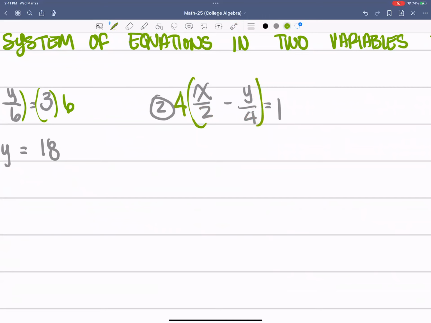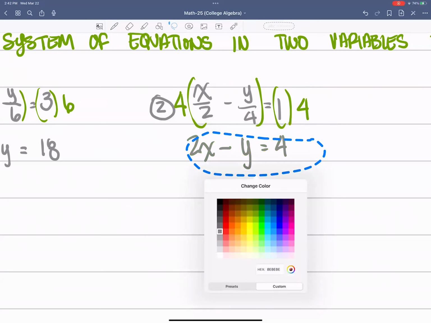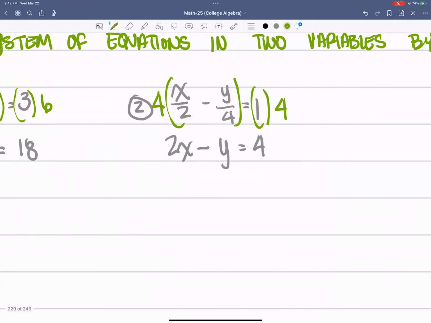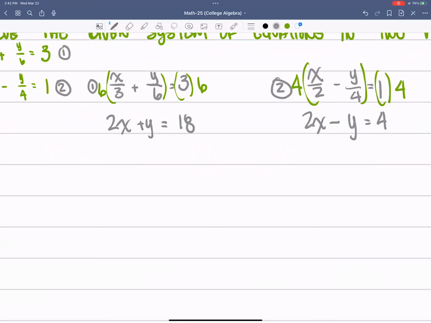So multiply this side by 4, and let's multiply this side by 4. So 4 goes into 2 two times, so here we have 2x minus, 4 goes into 4 one time, so here we just have y. And that's equal to 1 times 4, which is 4. Okay, so now that we have those two equations, let's see what our system of equations looks like.